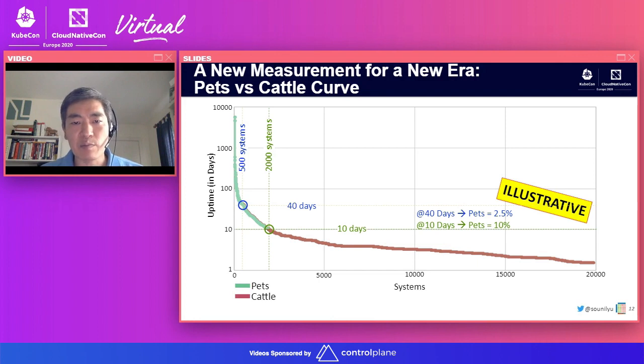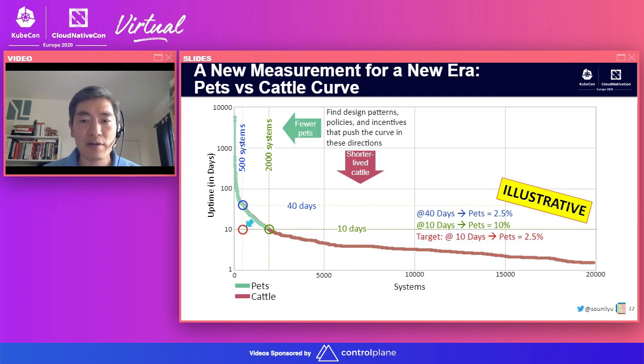Having so many pets may not be desirable either. I may want to try to push the organization towards a different goal where I move towards, let's say, 2.5% pets and 10 days as a threshold for what becomes a pet. And so it allows us to set these interesting targets that actually help us become more resilient.